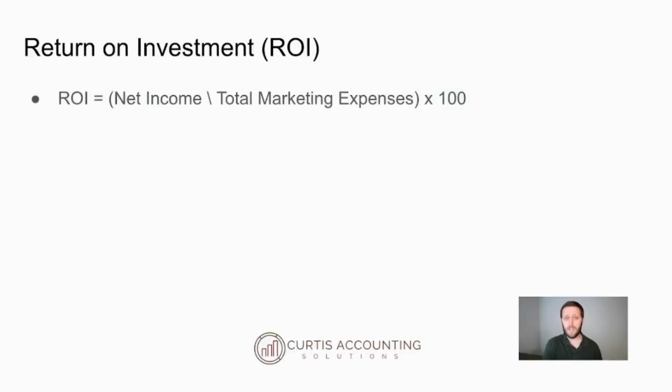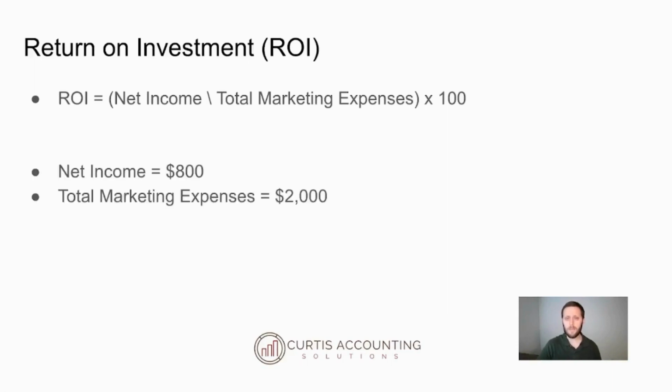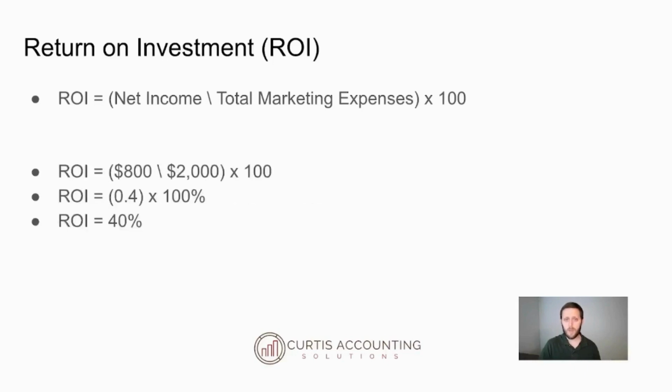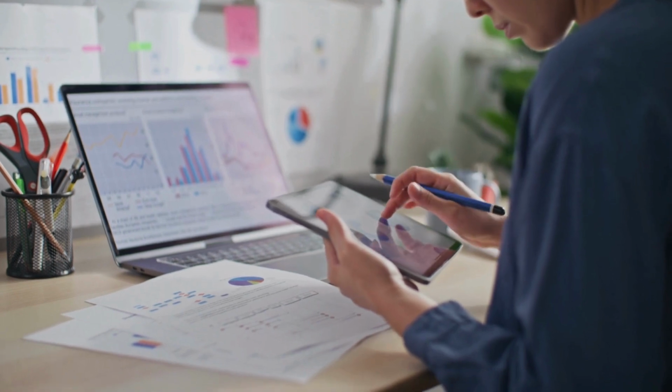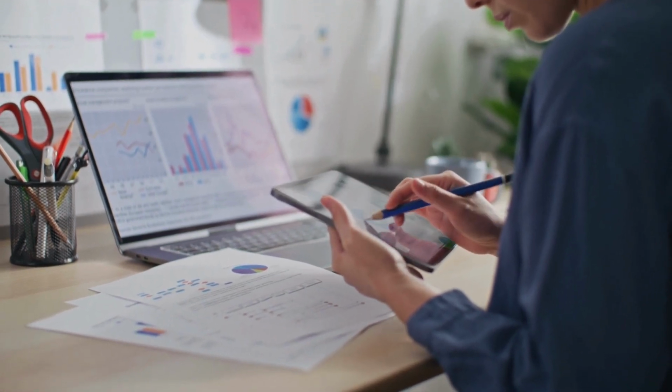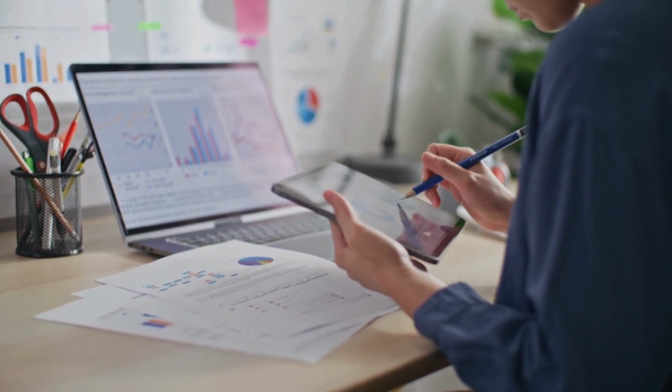Let's calculate the return on investment, or ROI, of our marketing expenses, for example. We use the following formula. We take the net income divided by marketing expenses and multiply the result by 100 to give us what we're looking for. So we'll continue with the example we've been using, and we know that our net income is $800 and that total marketing expenses is $2,000. So plugging those numbers into the formula gives us an ROI of 40%. This means that for every dollar spent on marketing, the company earned 40 cents in net income.